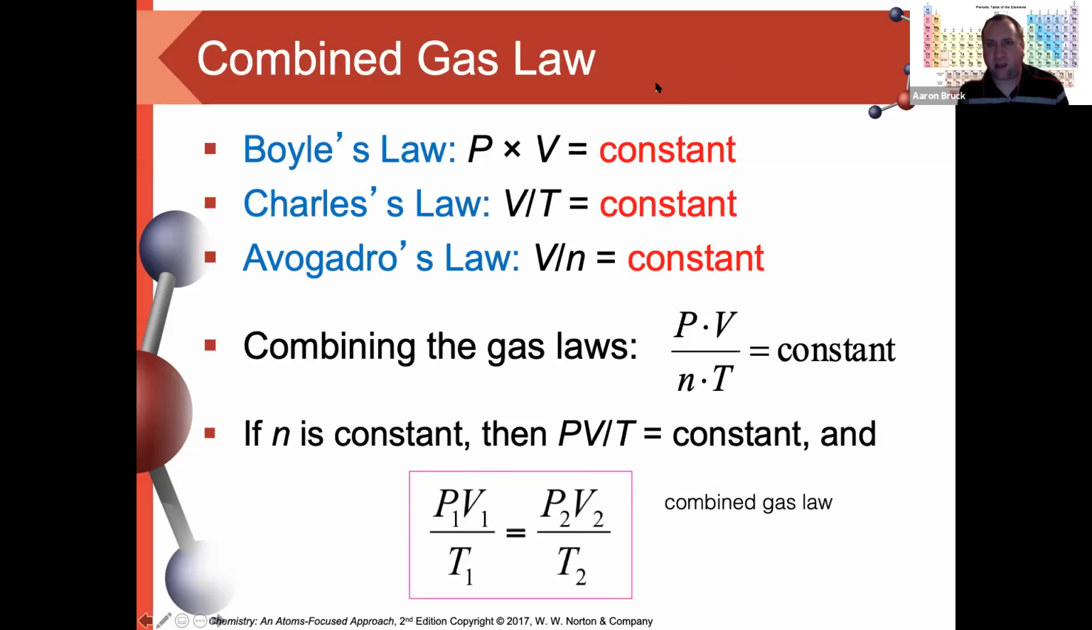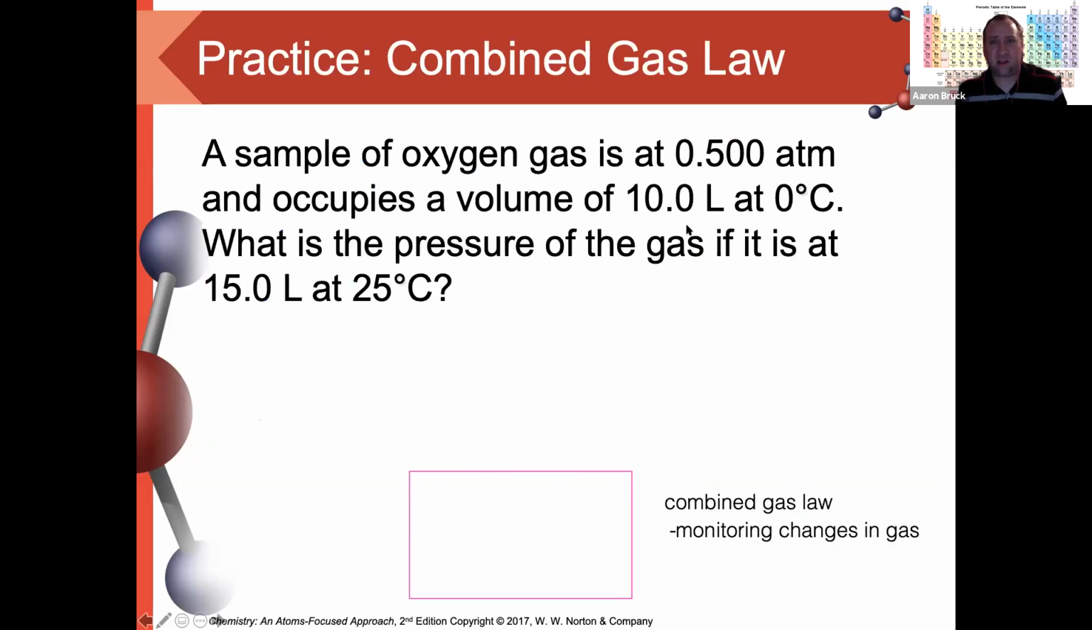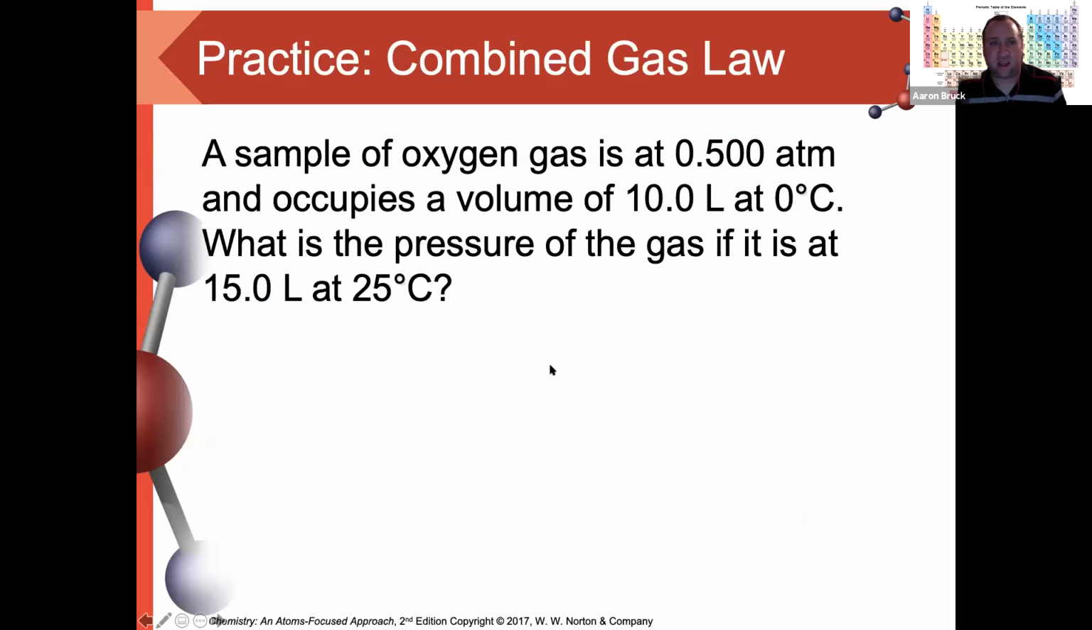Now, we use the combined gas law in particular for one particular purpose. And that is to monitor changes in a gas sample. And so its utility can come into play in situations like this. Let's say that we have a sample of oxygen gas at half an atmosphere, and it occupies a volume of 10 liters at 0 degrees Celsius. What is the pressure of the gas if it is at 15 liters and 25 Celsius?